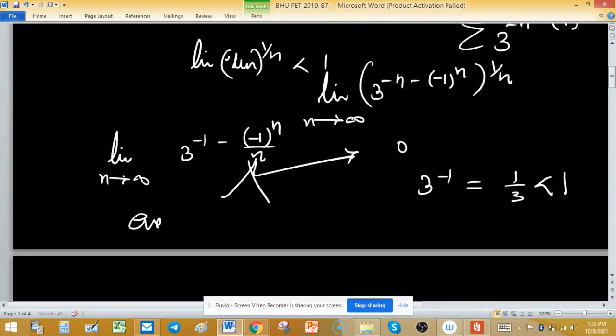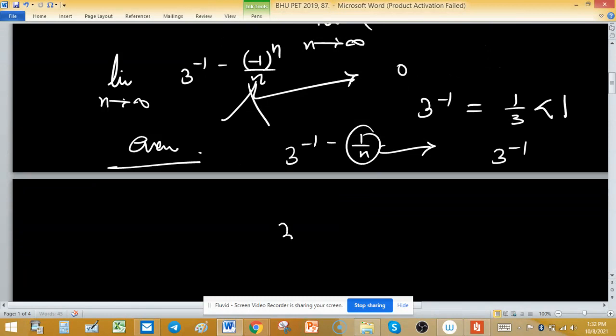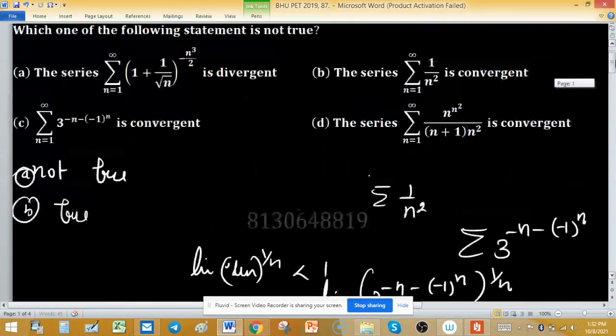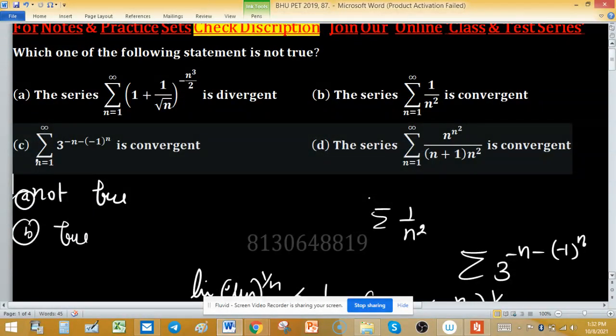When n is even, then we have 3 raised to the power minus 1 minus 1 upon n, and the limit of this expression as n tends to infinity will be 0. So 3 raised to the power minus 1. Again, when n is odd, you will have minus of plus minus 1, 3 raised to the power minus 1 plus 1 upon n, and the limit of this expression is again 0. So the final result will be that the limit of this expression is 3 raised to the power minus 1. So anyhow, you can say in option C the statement is true.